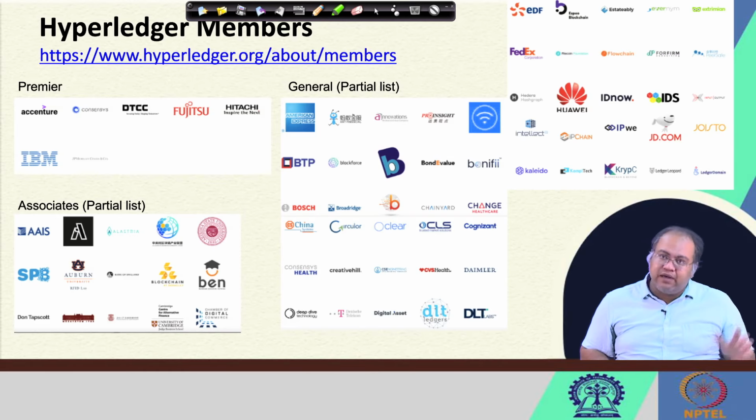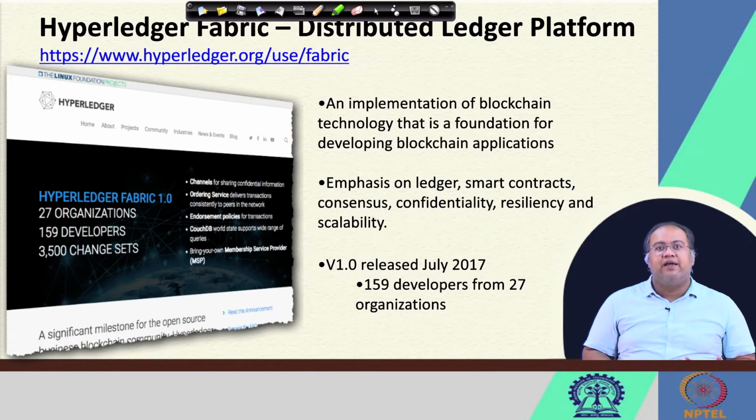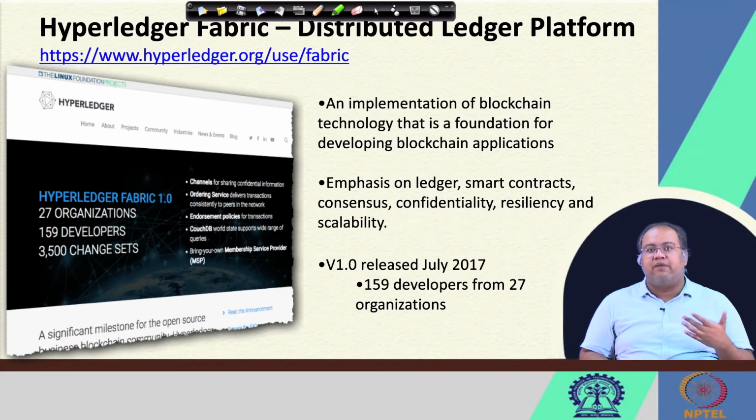And among the different projects in Hyperledger, Hyperledger Fabric provides a distributed ledger platform on top of which you can build your own application. Hyperledger Fabric is an implementation of blockchain technology that is the foundation for developing blockchain applications. It provides emphasis on ledger, smart contracts, consensus, confidentiality, resiliency, scalability, all these different aspects of blockchain.